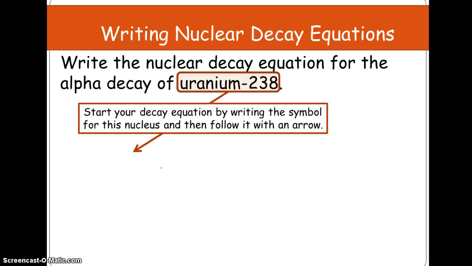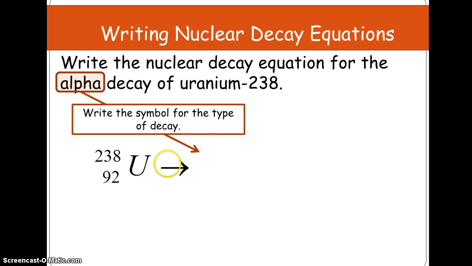So the first step, we always want to start off with step number 1, is to write out the chemical symbol for our starting element. So we want to write out our symbol for uranium-238. We can start by writing a U for uranium. We know it's going to have a mass of 238, so we can write 238 as our mass number. And if it's uranium, it's always going to have 92 protons, so it's going to have an atomic number of 92, because all uraniums have 92 protons. Then we want to follow it with an arrow, to show that it's decaying into something else.